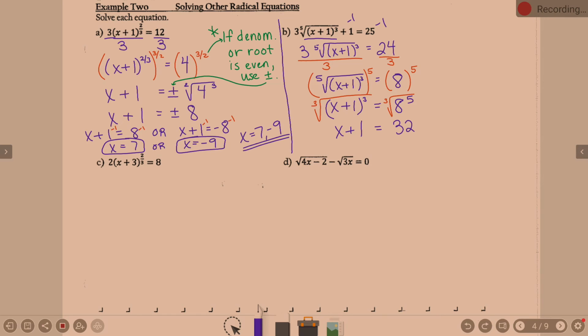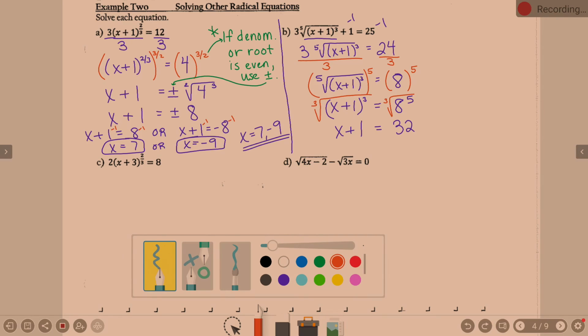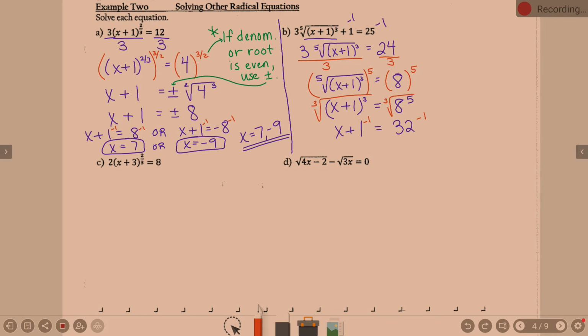Finish me off. Am I done? No, that was x. x equals 31. Yeah. Okay. If it's x plus 1, we're going to subtract 1, and you guys are telling me x equals 31.